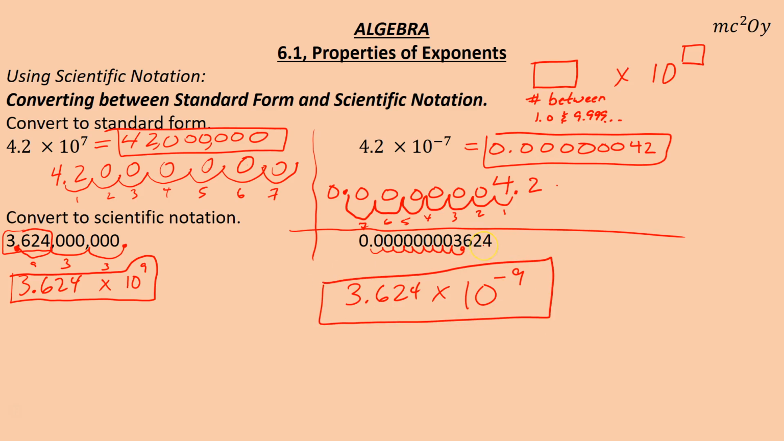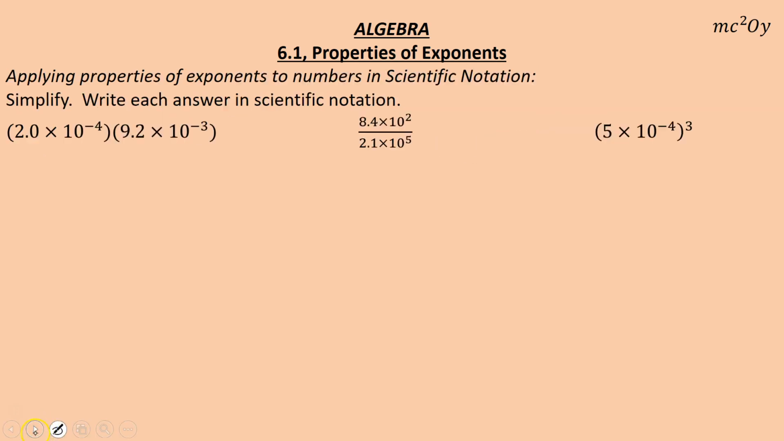So if I start with a really small number, my power has to be small. If I start with a really big number, my power has to be big. If I start with a big or positive power, my number is going to get big. With a negative power, my number is going to get small. Just kind of think of it like that. Okay, let's go ahead and try some of these.